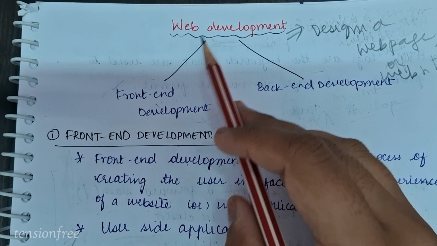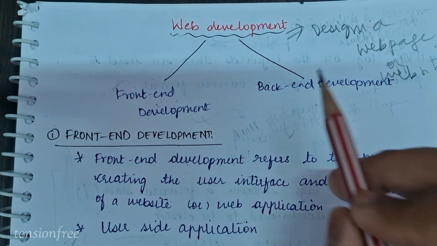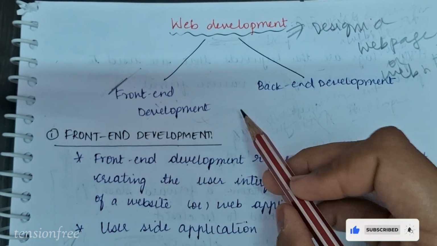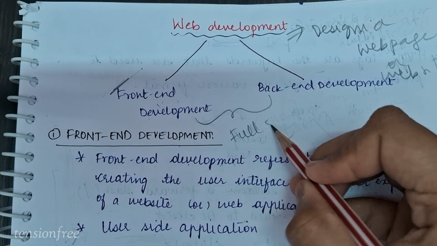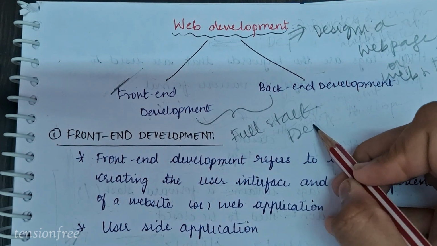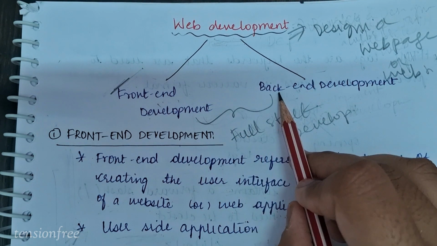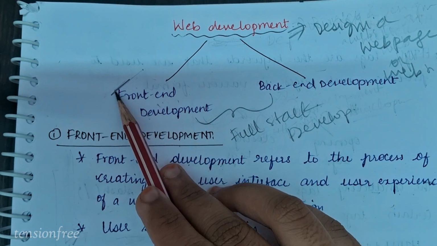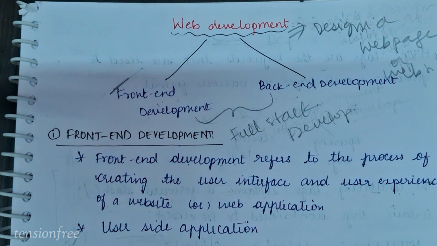This web development is classified into two types: front-end development and back-end development. In this video, we're going to see the front-end development. The combination of these two, front-end and back-end, is called full stack development. We will be seeing the front-end development and the technologies used in it in this video.